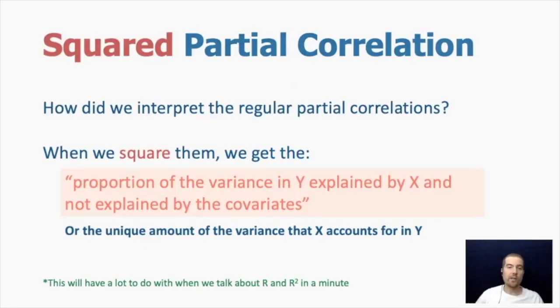What's interesting is you actually can square the partial correlation. And when we square it, we get what's called the squared partial correlation, and that's a proportion of the variance in Y explained by X and not explained by the covariates. In other words, it's the unique amount of the variance that X accounts for in Y. How much of Y does X explain uniquely, not with the covariates?